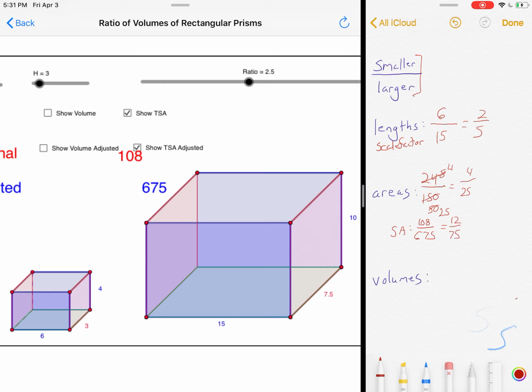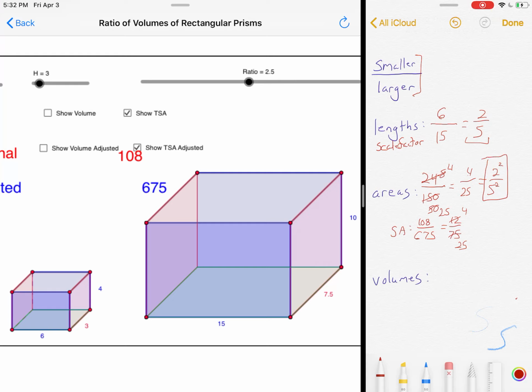And then we can reduce a little bit more. 3 goes into both of these. 3 goes into 12 4 times, and 3 goes into 75 25 times. So we actually get the same ratio. So that's one thing we can notice. But if we were to try to relate this back to our scale factor or our ratio of lengths, we see that 4 is actually 2 squared, and 25 is 5 squared. So this is important: the ratio of the areas, whether it's a surface area or just an area of one of the faces, is going to be the ratio of the lengths squared.